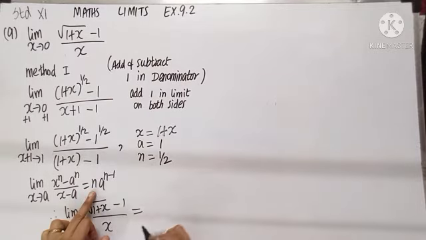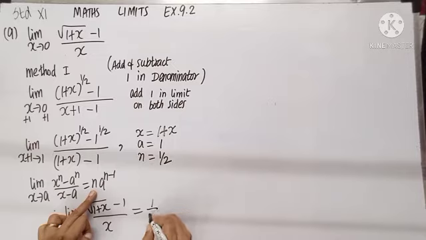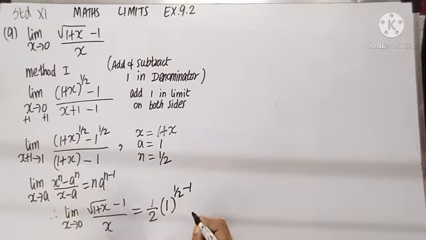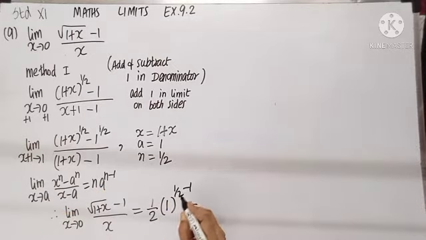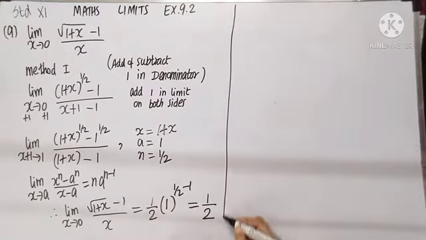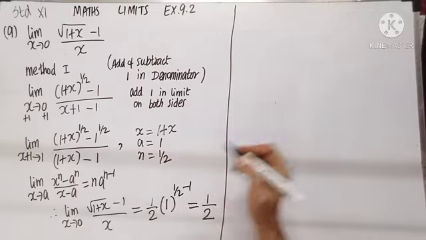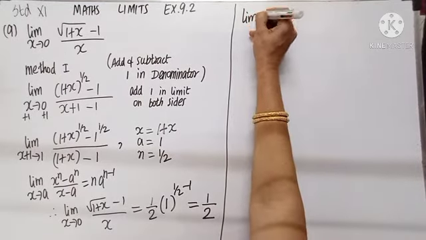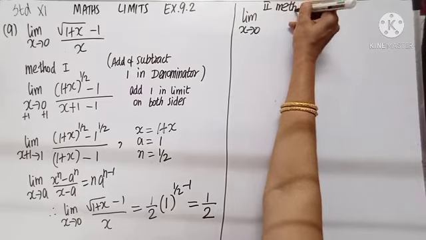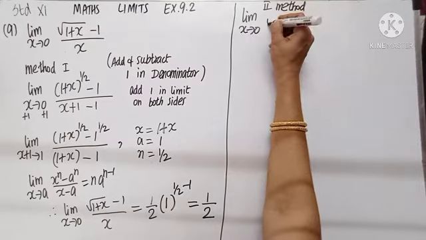Let us apply. N is 1 by 2. A is 1. Half minus 1. 1 power half is 1 only. So my final answer is 1 by 2. This is one method applying the formula. I can do the same problem using conjugate multiplication and division.